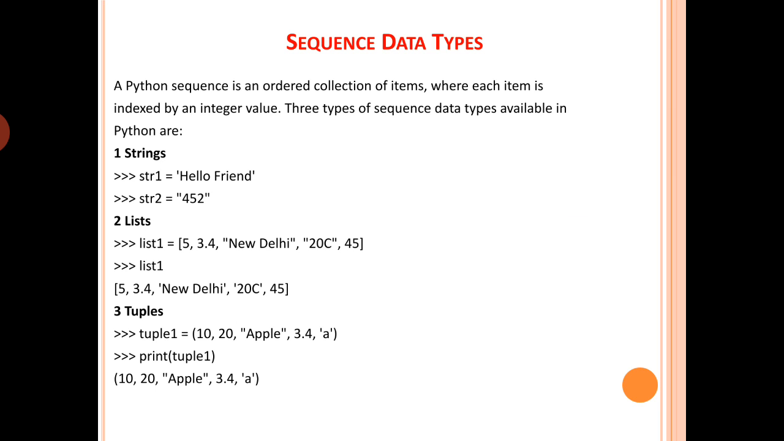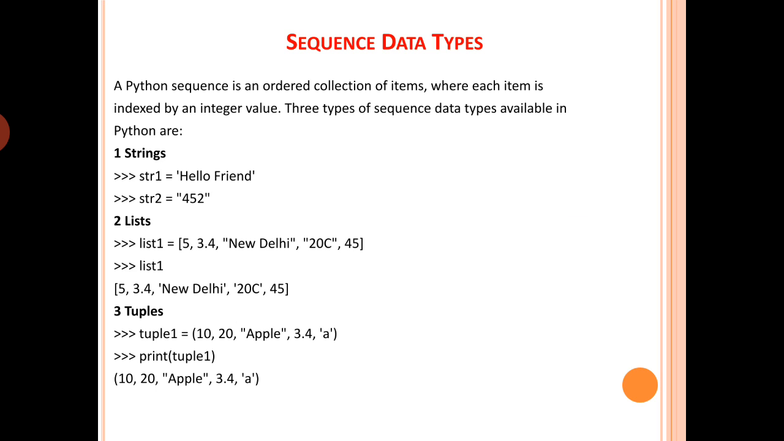String is a group of characters. These characters may be alphabets, digits, or special characters including spaces. String values are enclosed either in single quotation marks or in double quotation marks. The quotes are not a part of the string. They are used to mark the beginning and the end of the string for the interpreter.